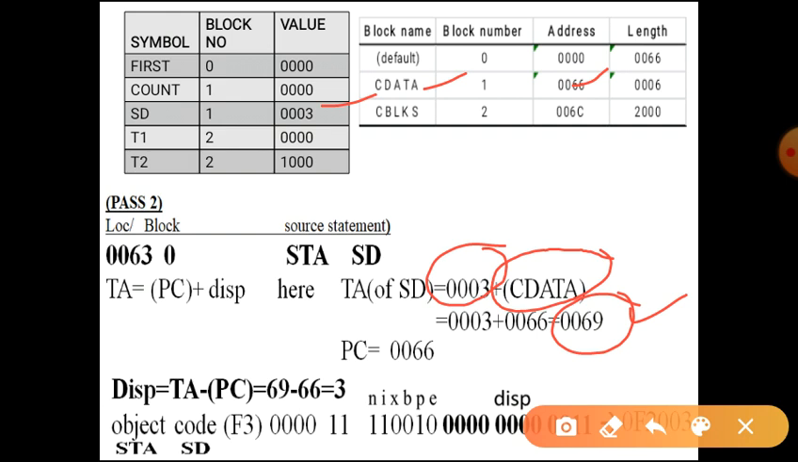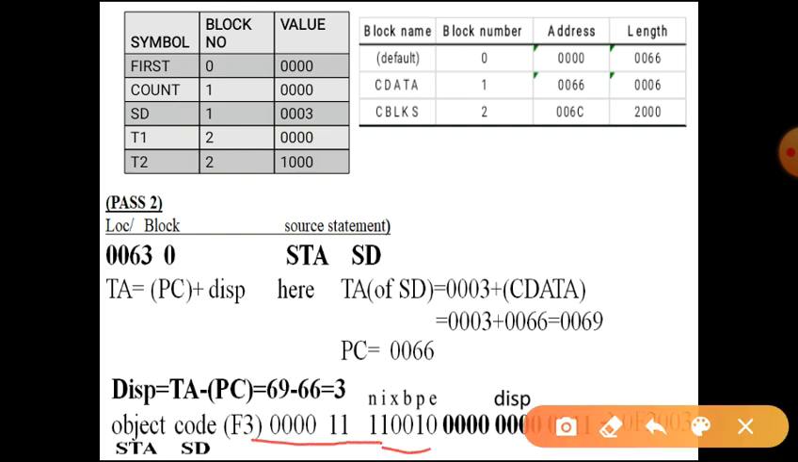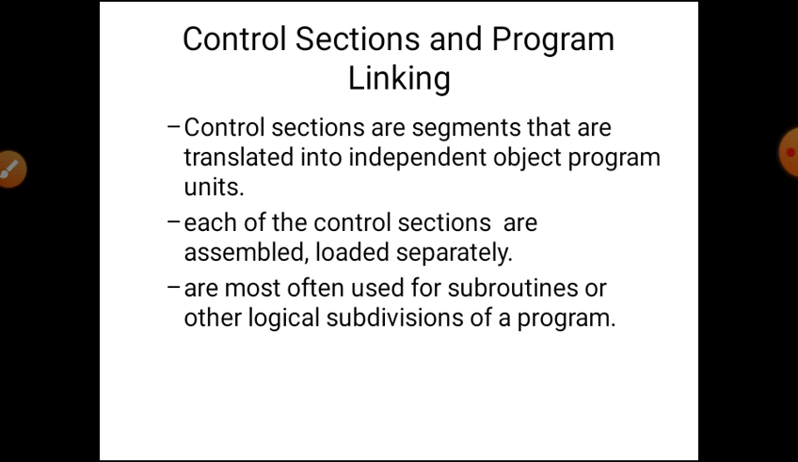Okay, now this is used minus the PC, the location counter value at this line. The location counter value at this line is the address of the next instruction, that is nothing but 66. 69 minus 66, it is 3. 3 is nothing but the displacement. This is how the bits are formatted. So this part is the opcode, and these are the flag bits. This is the displacement, and you will get this machine code. So this is how the machine code is generated for the statements in the program blocks.